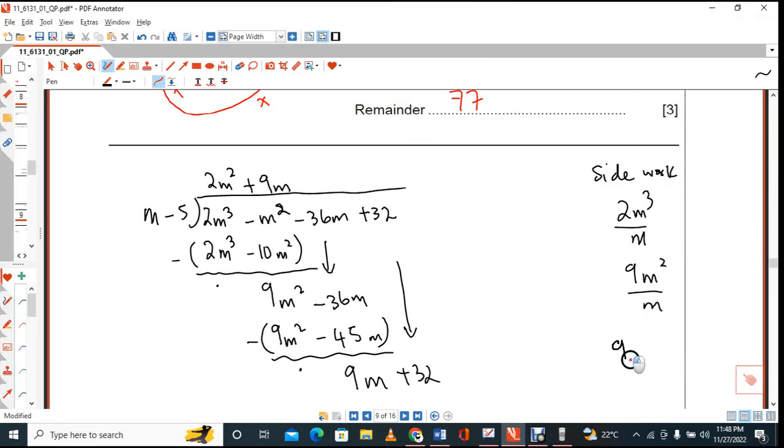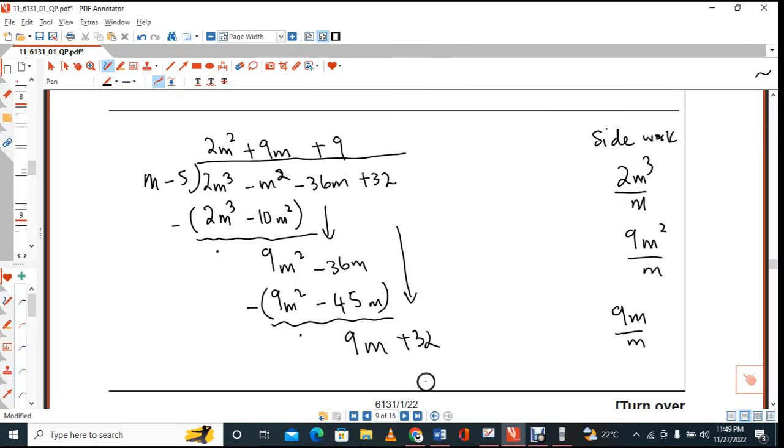All right, so again, my side work. Dividing that, I'm going to get plus 9. So, okay, we go back and multiply. So that gives me 9m here, and 9 times that gives me minus 45. All right, so once I do that again, I'm going to get 77 as a remainder.